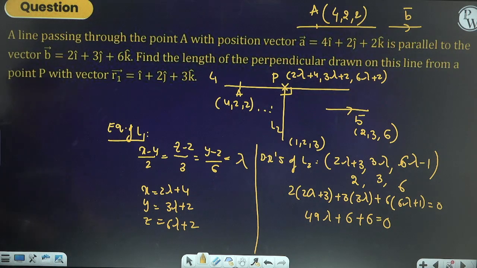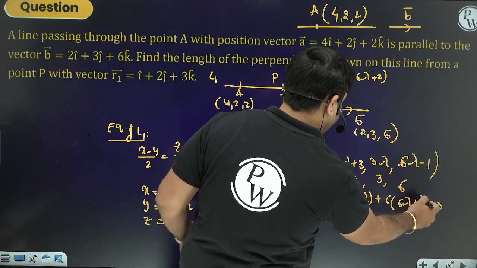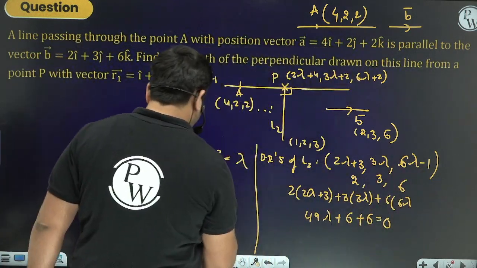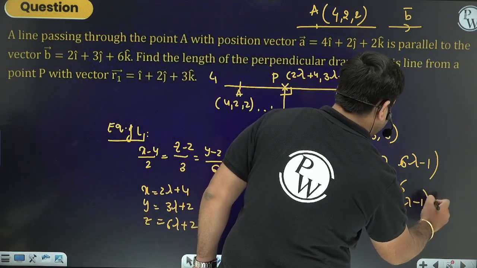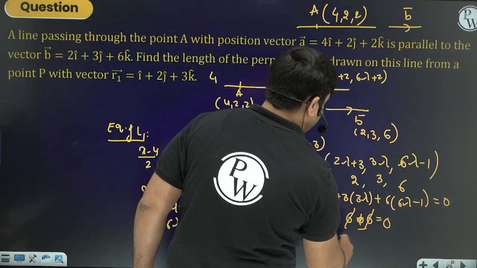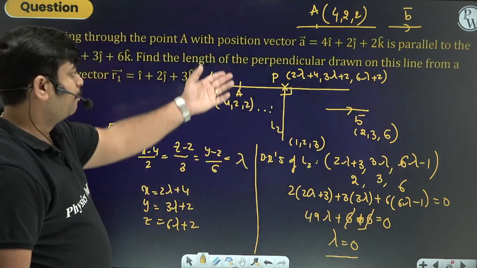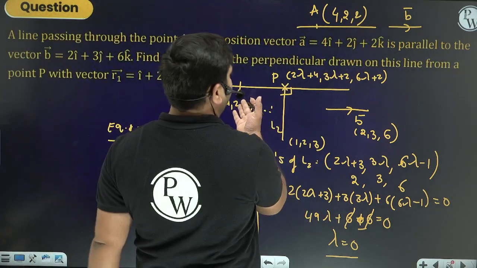Right, so we had a small mistake here. It is 6 lambda minus 1, so 6 times (6 lambda minus 1), that is the mistake we had made. So 36 lambda minus 6 is equal to 0, and lambda value will be 0. So if lambda is equal to 0, what is the point? The point itself is nothing but (4, 2, 2).